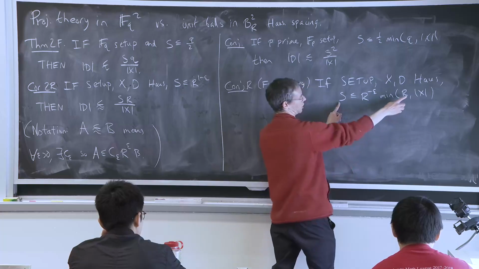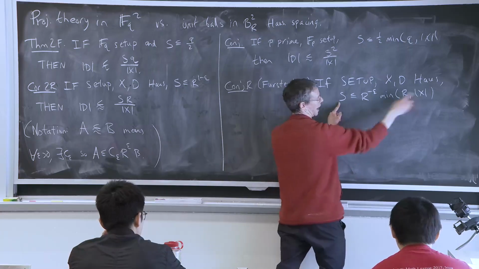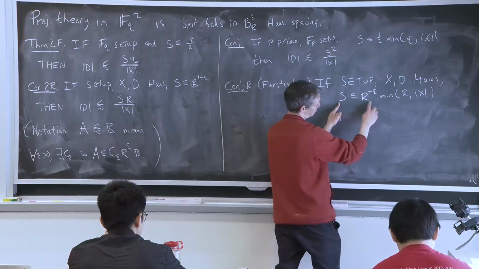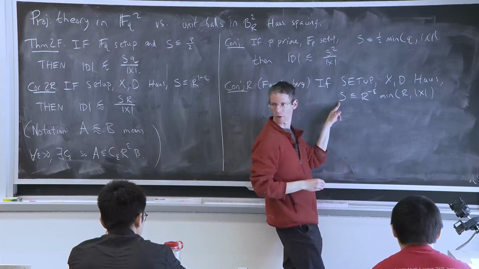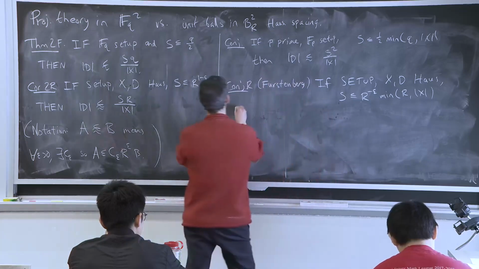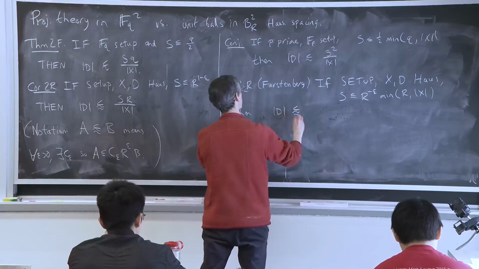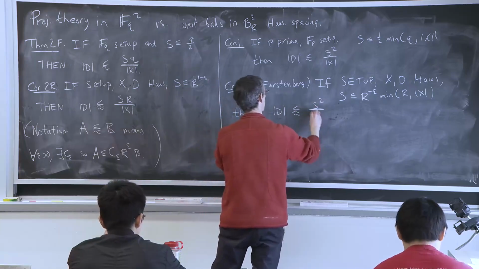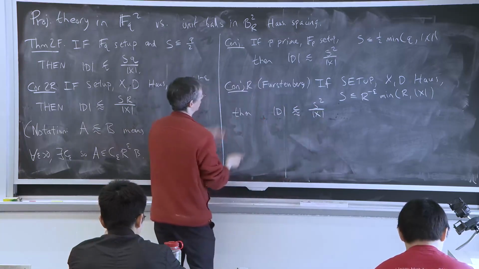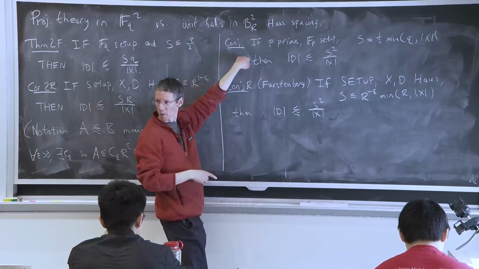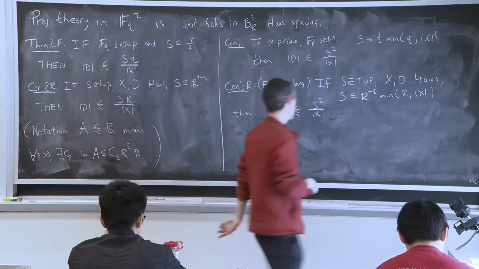So again, S is always smaller than R. It's always smaller than X. And we're saying it's significantly less than that, so it's sort of non-trivial. Then the number of directions would be less than tilde tilde S squared over X. And you see that these conjectures, again, match up. Cool.